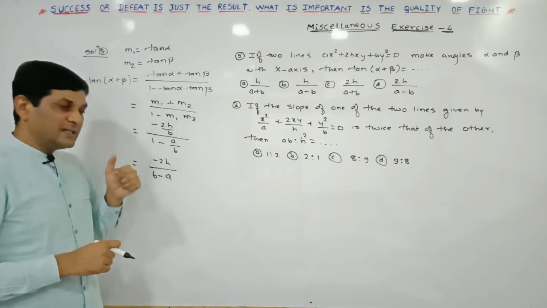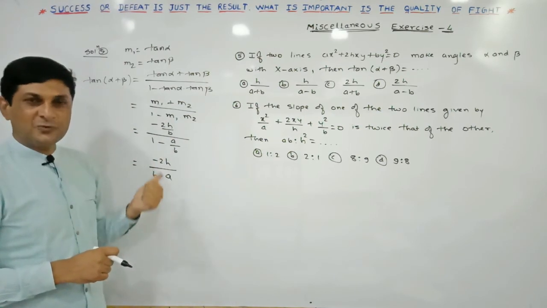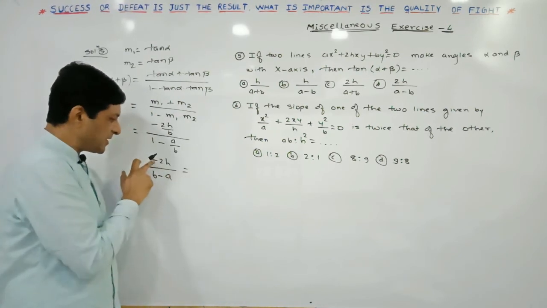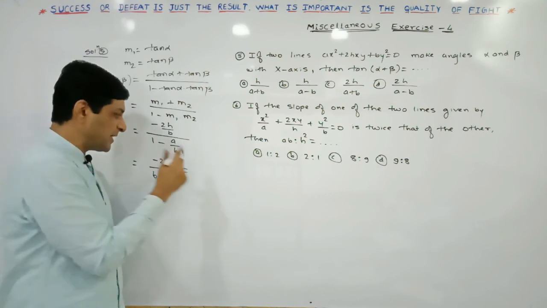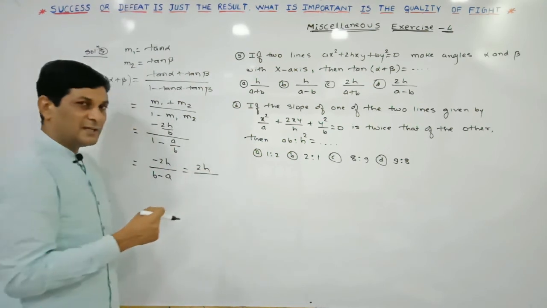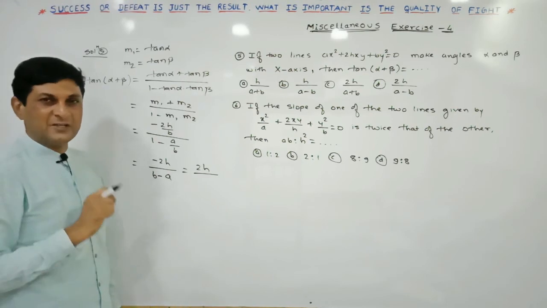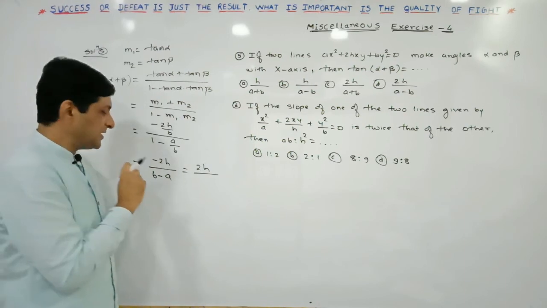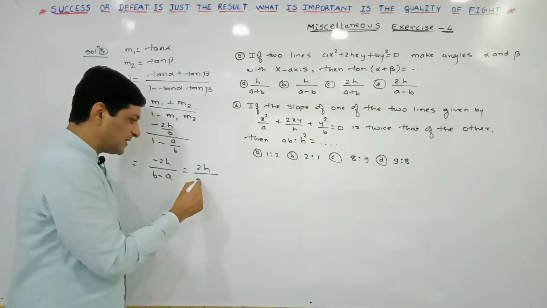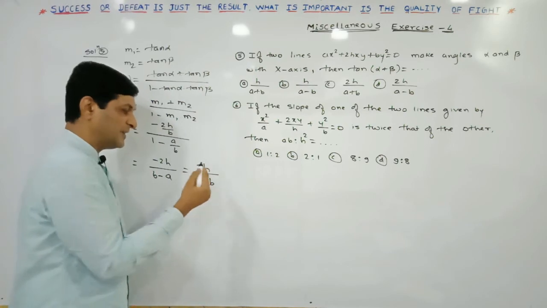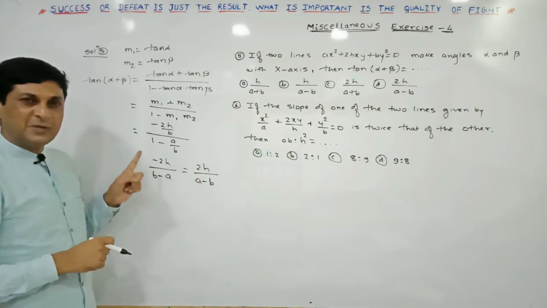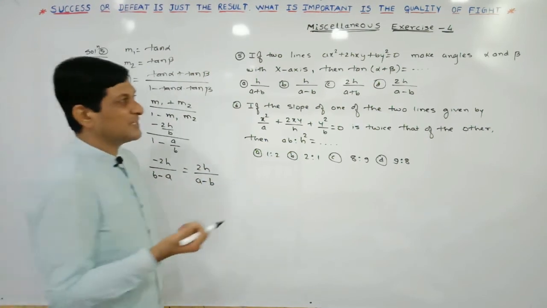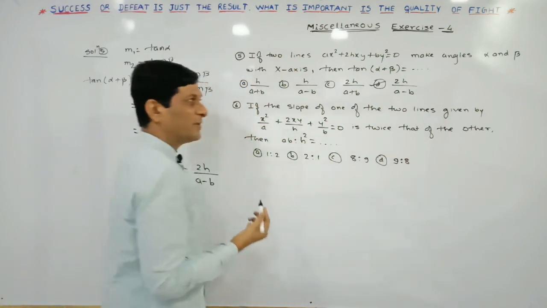To eliminate this minus from the numerator, we simply multiply the numerator and denominator by minus. Minus into minus will become plus 2h. Now multiplying the denominator by minus, the negative term will become positive and the positive term will become negative. So we get a minus b. We got this result simply by multiplying the numerator and denominator by minus. So 2h upon (a minus b) will be our required value here.